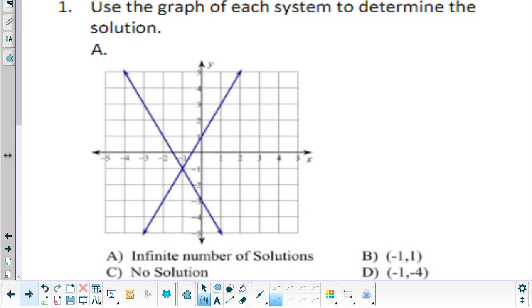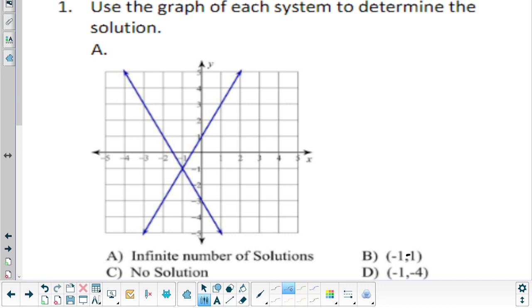Okay. Let's get started with number 1, which is a multiple choice question. It's asking us to determine the solution to each system. I'm going to warn you there is a typo on this question. It has to do with answer B. I think we'll see why in a second.